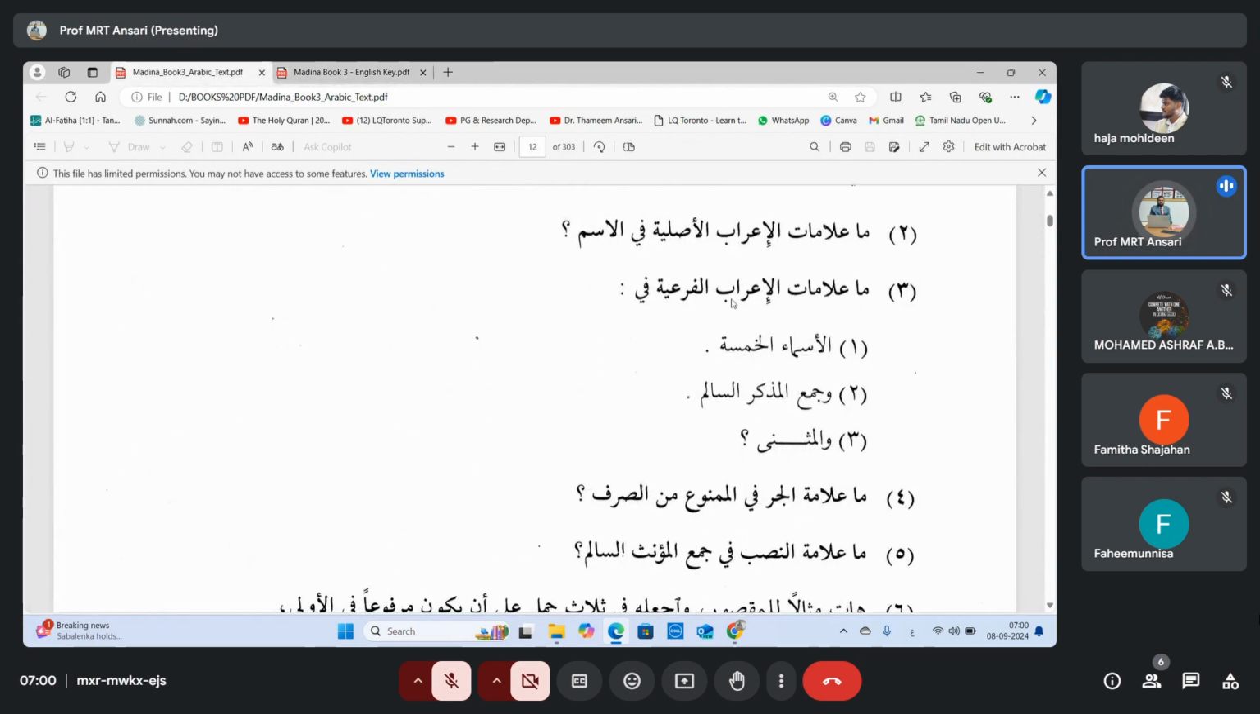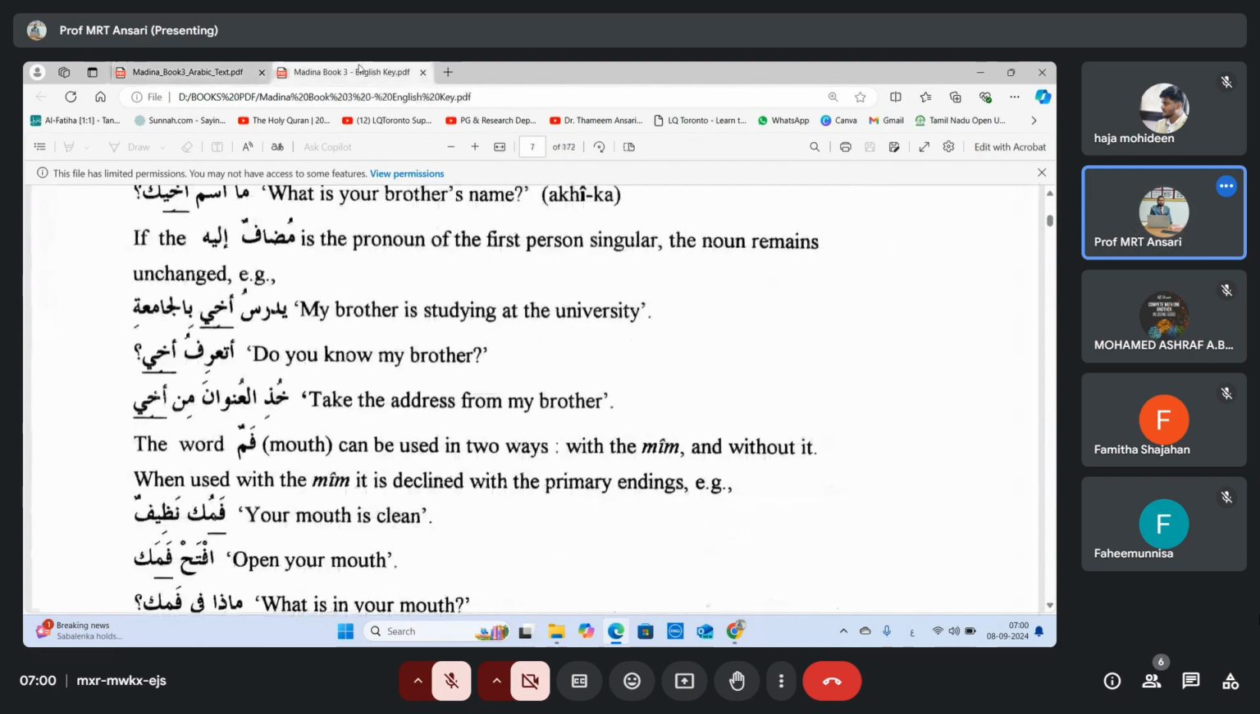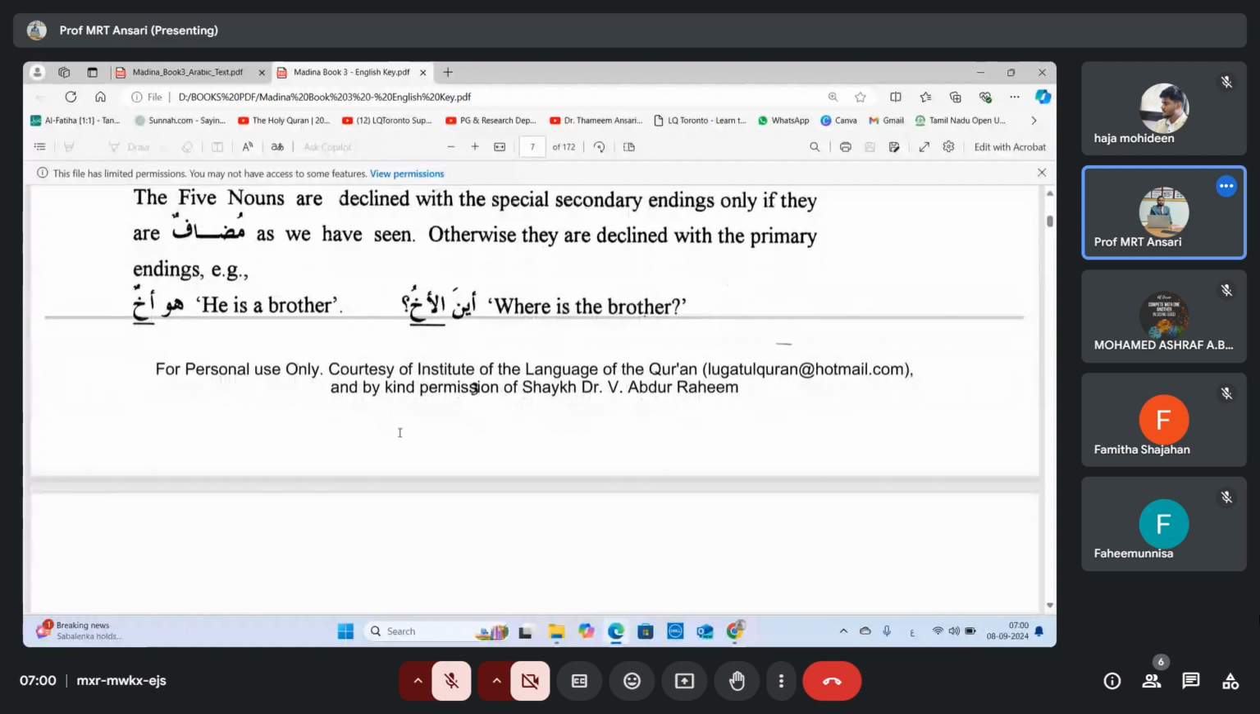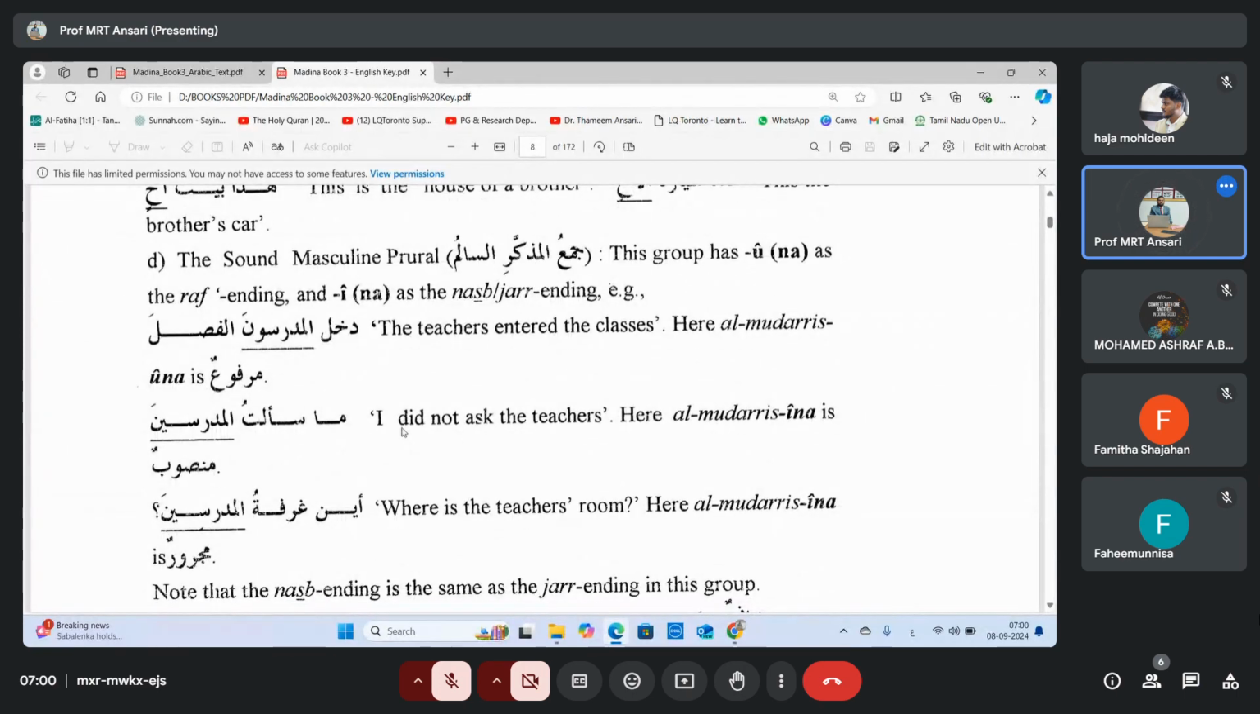ما علامة الإعراب الفرعية في جمع المذكر السالم. Again, when you say المسلمون, waw is a sign of ism marfu. And when you say muslimina, ya is a sign of mansub. And again, muslimina, ya is the sign of being majrur. So answer to the question, the sound masculine plural, Jam Mudhakkar Salim, this group has una as rafi ending and ina as the nasab and jar ending.